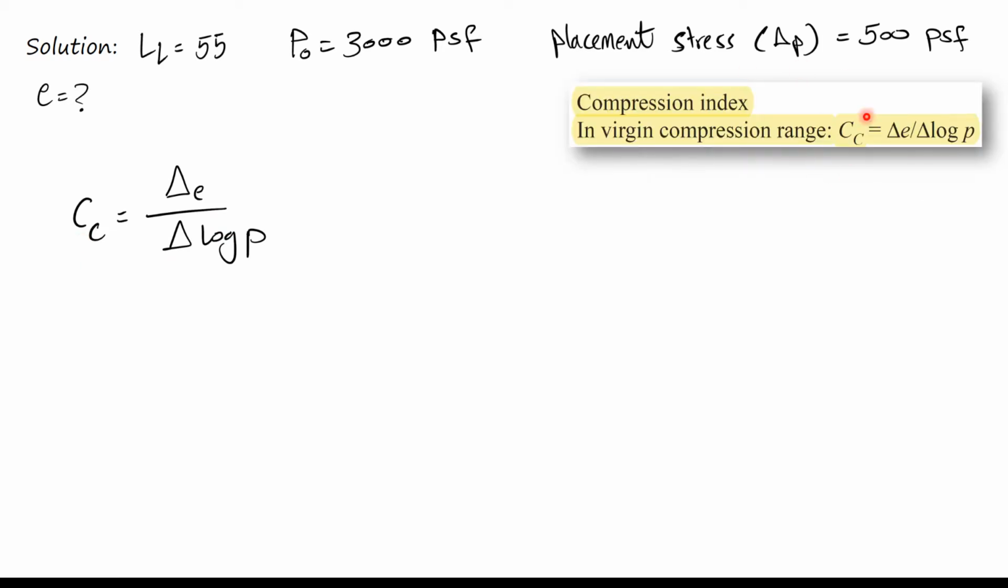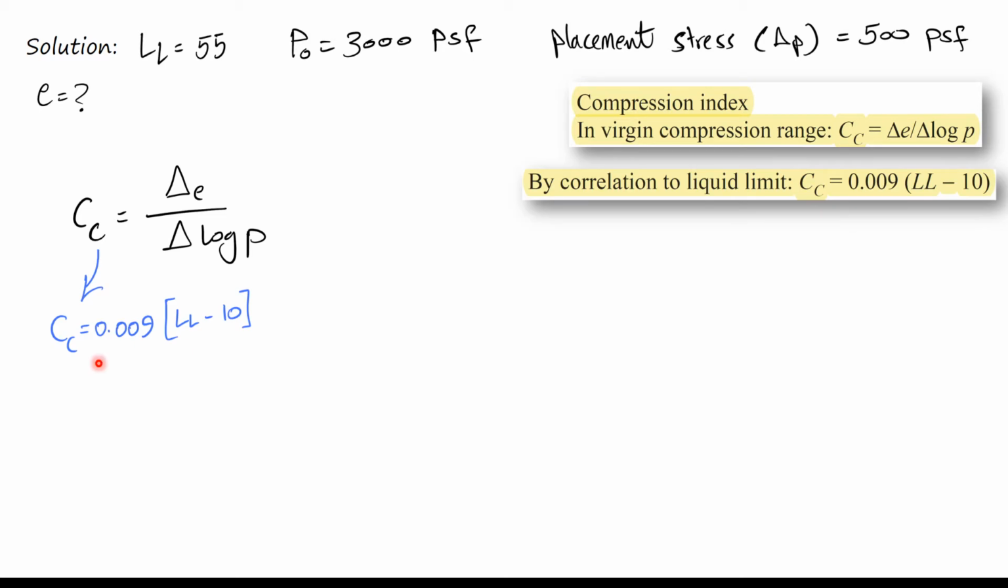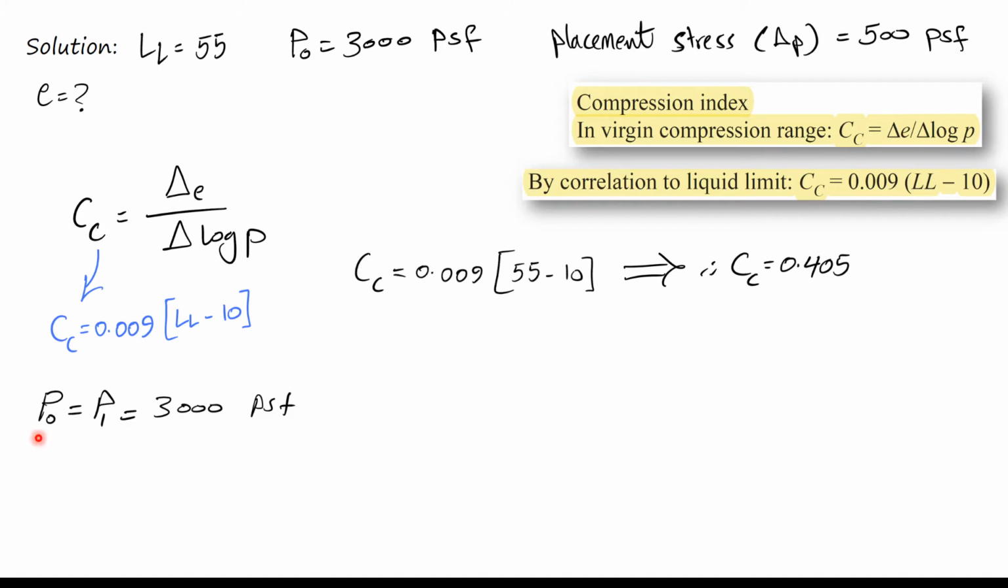This is basically how it looks in your reference manual, but there will be a different equation. As you can see, there is a different equation for C sub C, but this one is based on the liquid limit. Do we have the liquid limit? Yes. So C sub C is 0.405, and now we can find the stresses. Initial stress is 3000 psf. The new stress is the initial plus what is added, which is the 500, so it's going to give us 3500 psf.